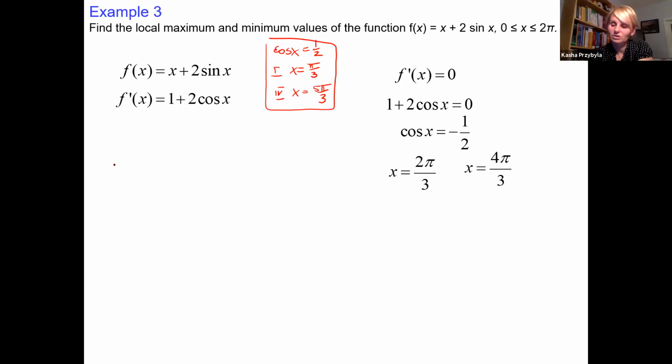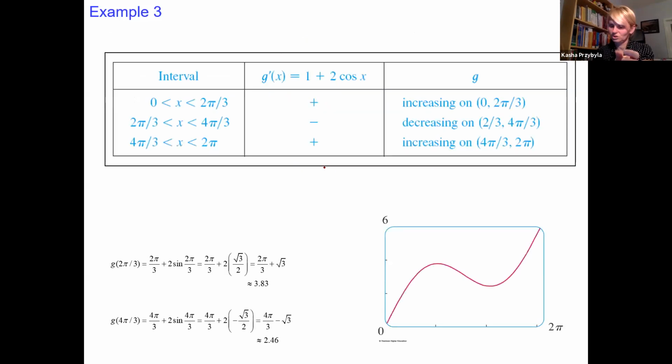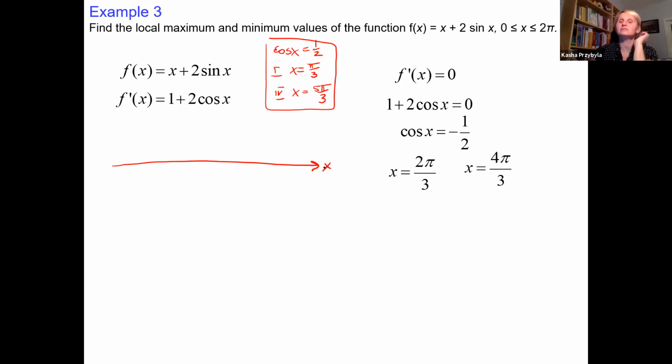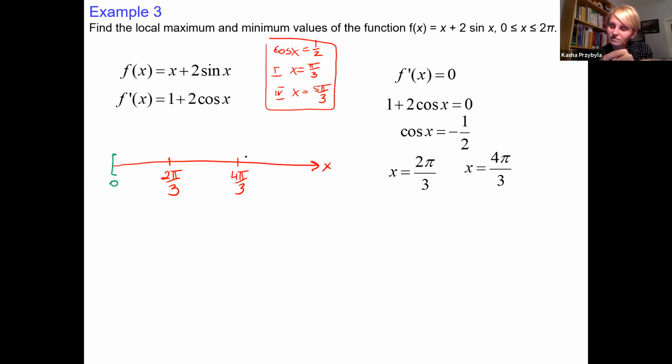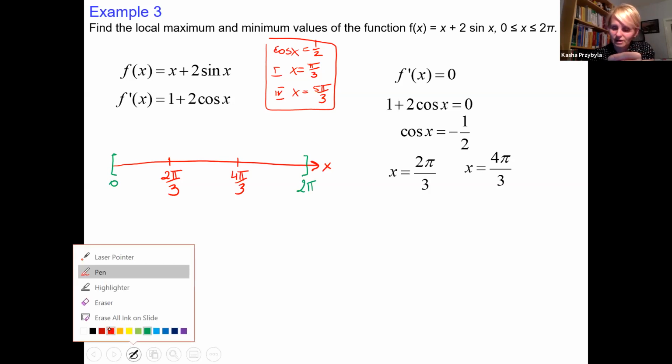Oh, I didn't finish, but now what I will do, did I finish this question? Okay, I do have the graph, but let's do it here. I will put 2 pi over 3 and 4 pi over 3. And we do have a limitation because we have everything between 0 and 2 pi. That means we basically have 3 intervals like that.